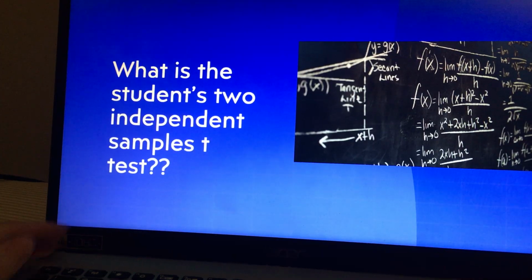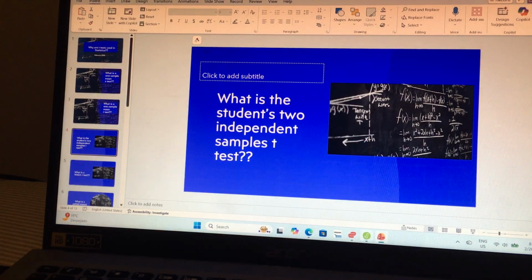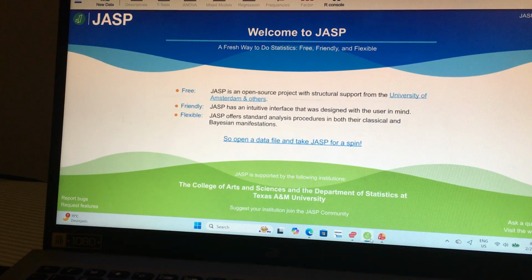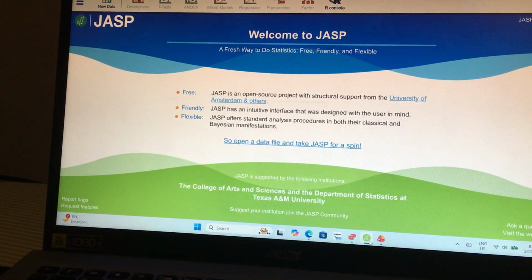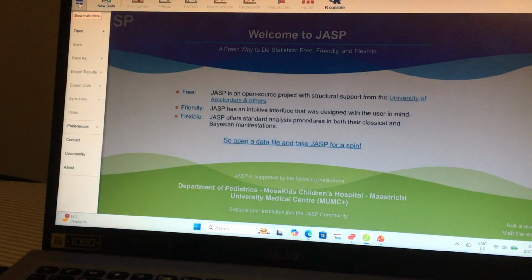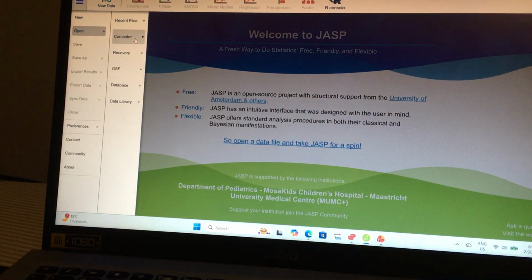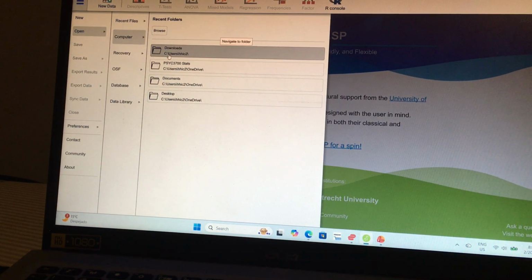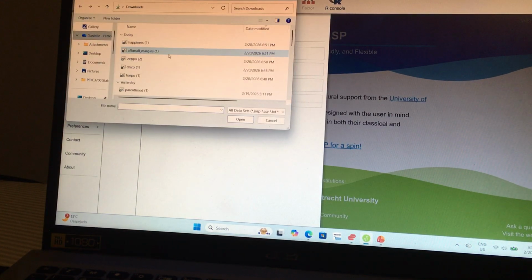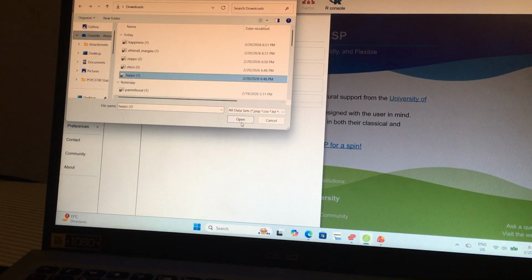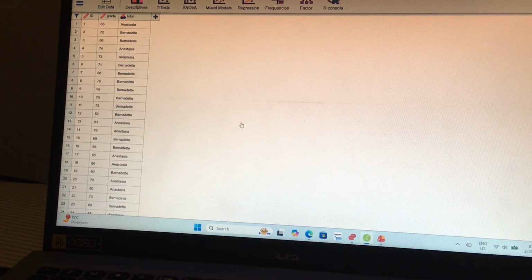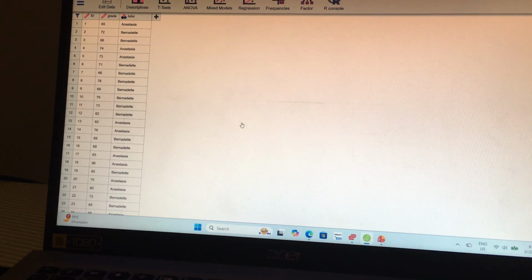So let me see. We're going to escape here. We're going to pull up JASP. So there's our JASP. And then we're going to go to the little hamburger here. We're going to open up the Harpo file. There it is. Open. And the outcome variable for our test is going to be the grade.